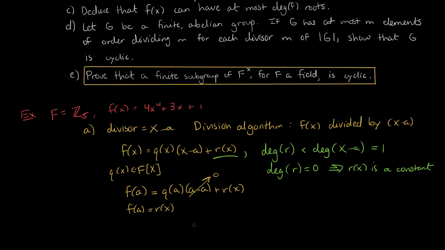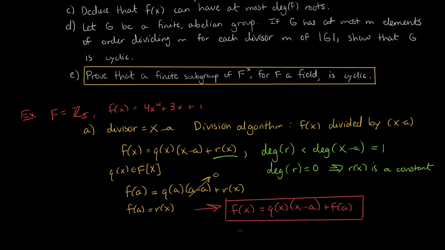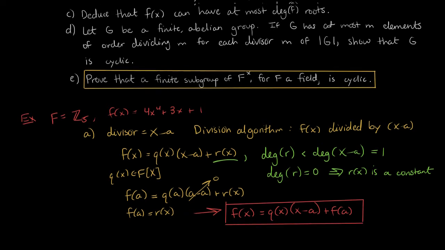So in conclusion, the division algorithm guarantees that we will be able to write f of x as some quotient function, q of x, times our divisor, which is x minus a, plus a constant, which we just learned is f of a. So this can be our conclusion for part A. The division algorithm lets us do this, and that's something that we prove in ring theory.